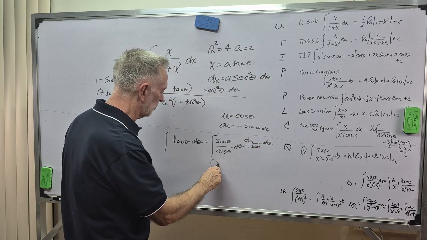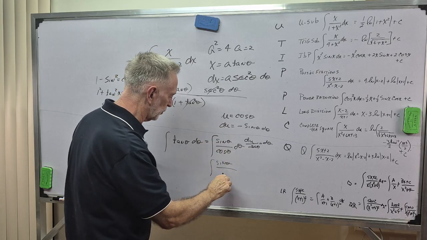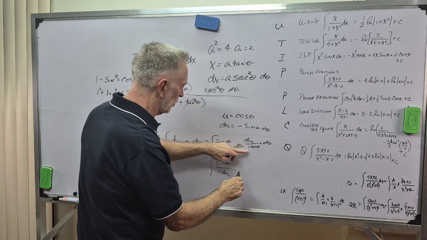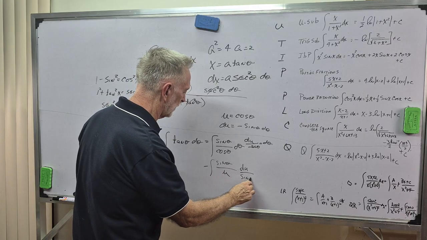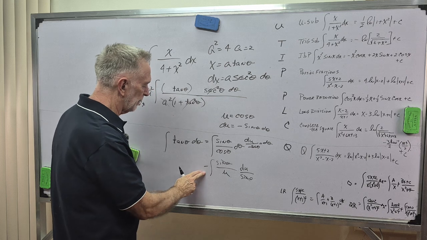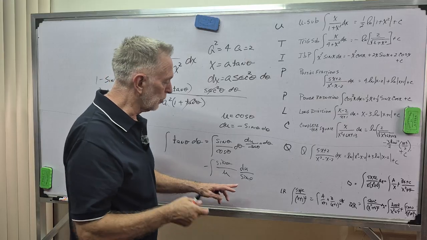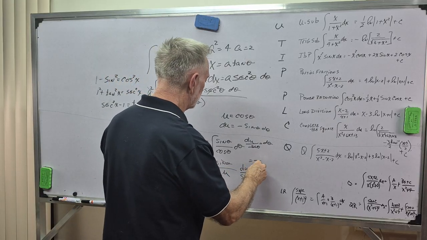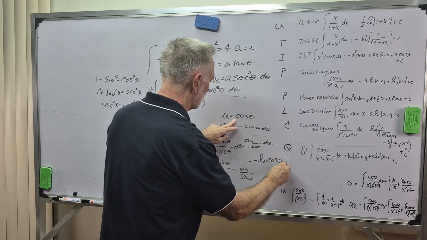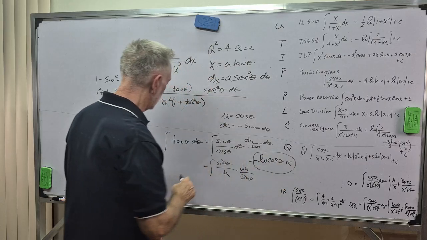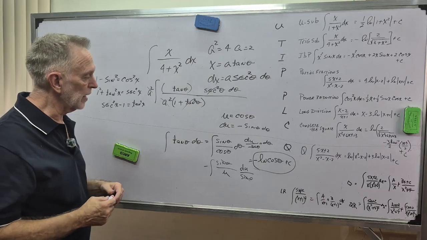So now I have the integral of sine theta, the sine I had, divided by cosine, which is u, and du over negative sine theta. Sines cancel. I have minus the integral of du over u. So that's minus natural log u. And that equals minus natural log of cosine theta plus c. That would be this guy here. The integral of tangent is minus natural log cosine theta.